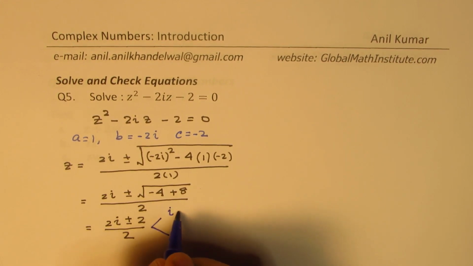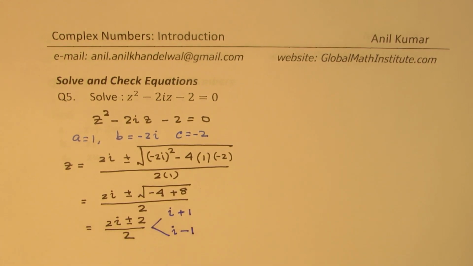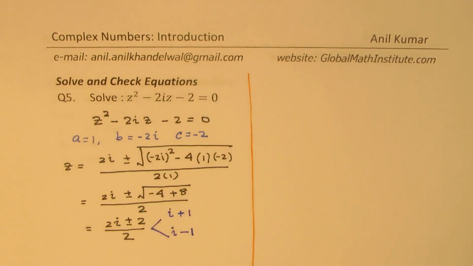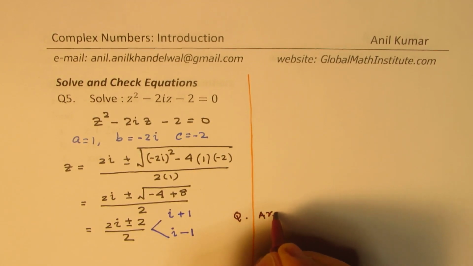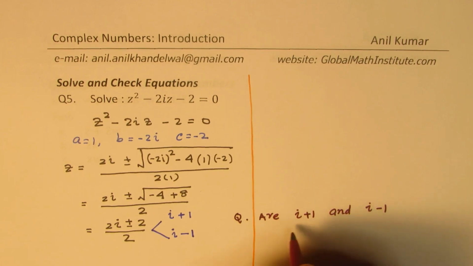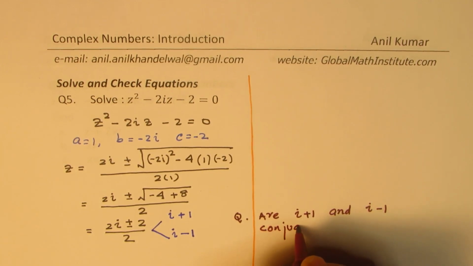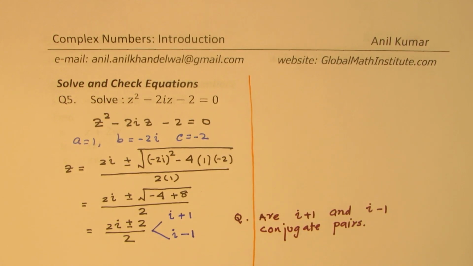One of the solutions is i plus 1. The other one here is i minus 1. Does that make sense? So we have two solutions, i plus 1 and i minus 1. Now, are these conjugate pairs? So the question for you here is, are i plus 1 and i minus 1 conjugate pairs? Right. So answer this question.